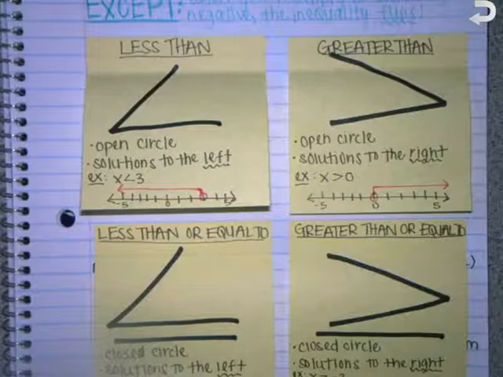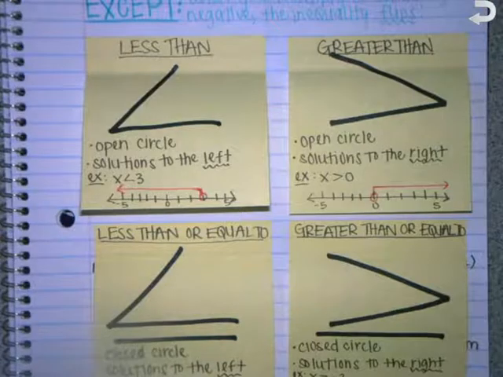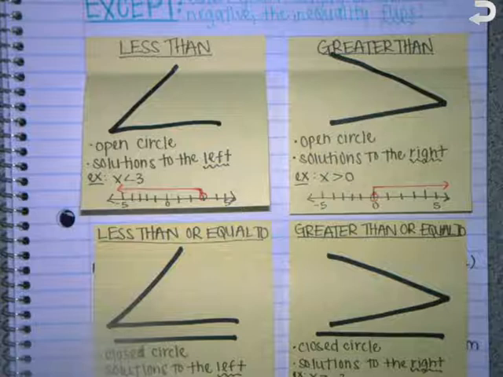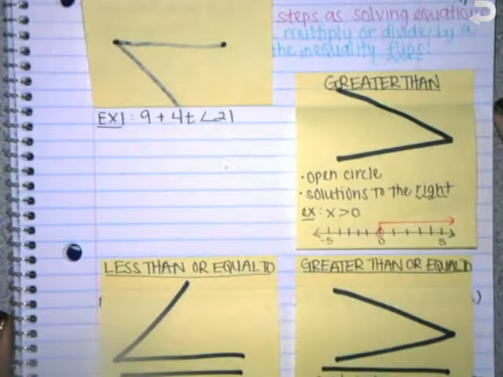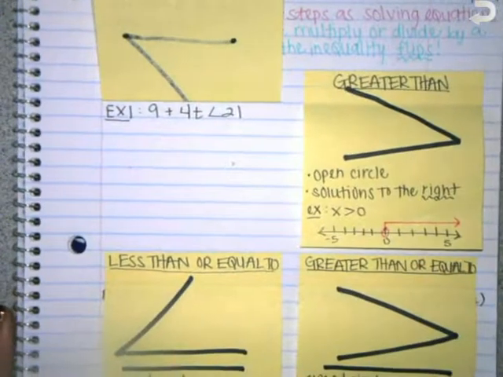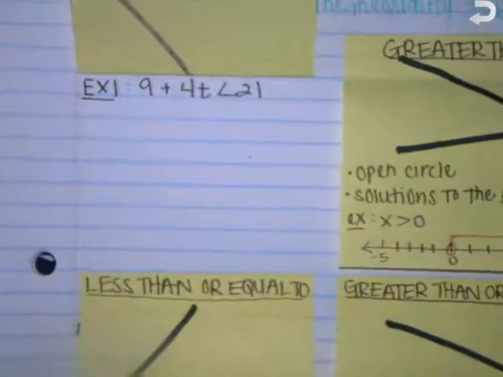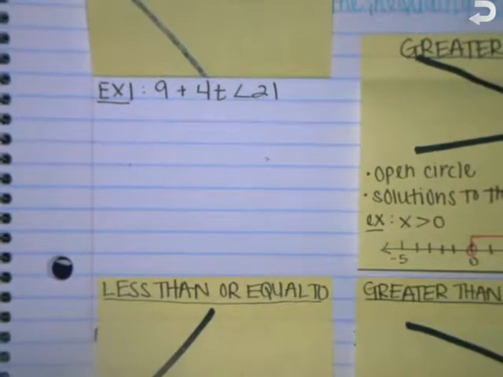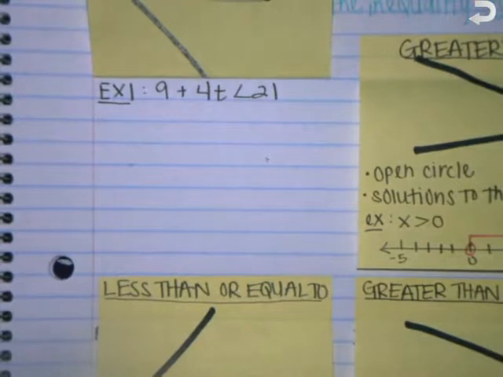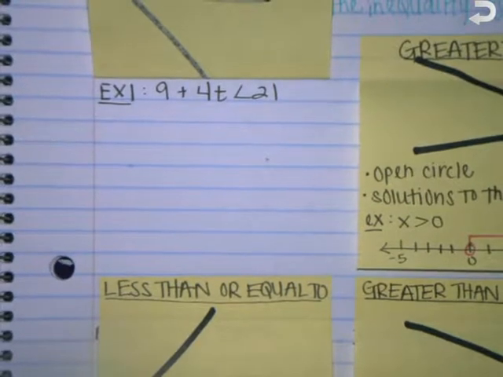All right, so like I told you guys, we are going to do our examples just underneath the Post-it notes. So underneath the less than, flip it up, and let's write example 1. Let me zoom in for you guys. So example 1, we are going to solve 9 plus 4t less than 21. And we are going to graph it. Don't write giant.